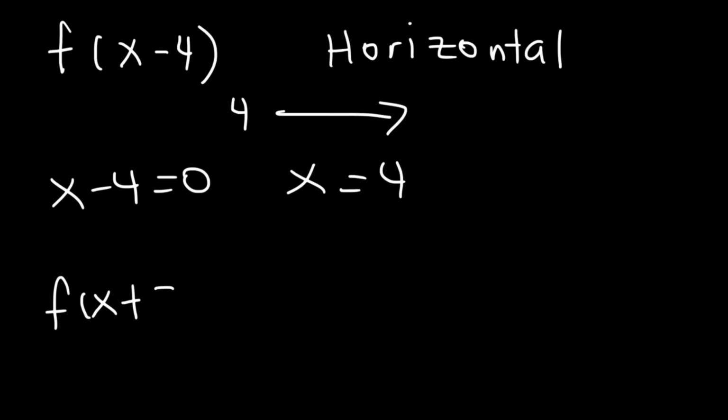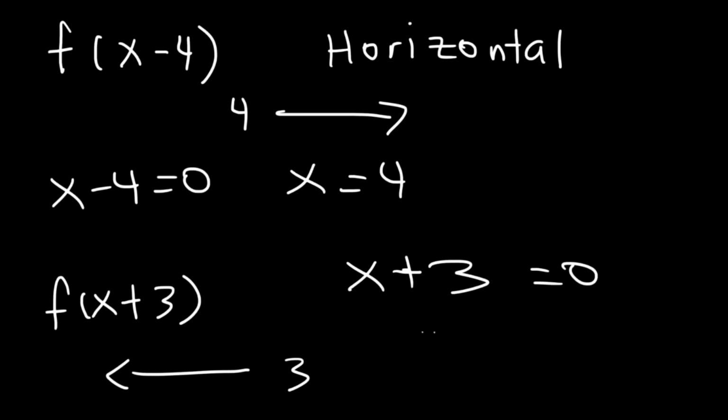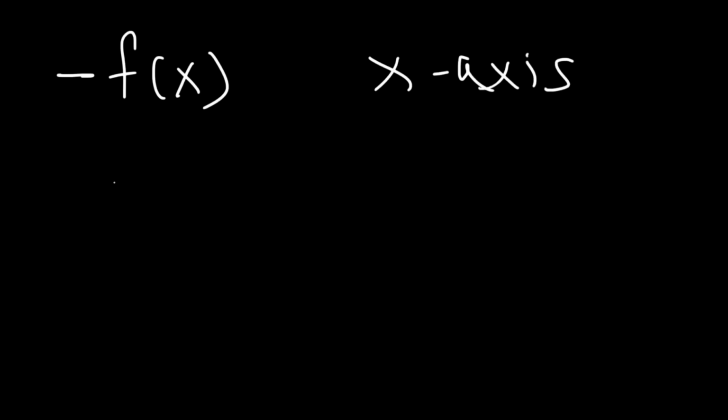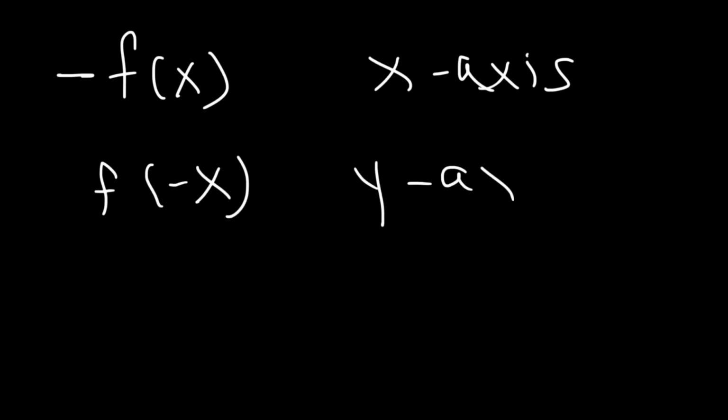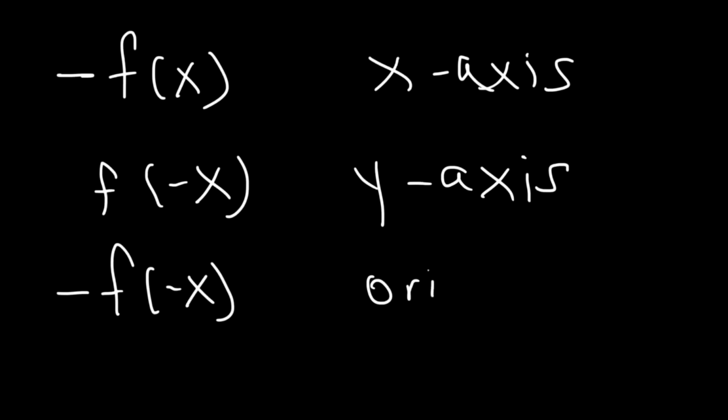Now let's say we have f of x plus 3. This would shift to the left 3 units. If you set the inside equal to 0, you'll get x is equal to negative 3. Now there are some other ones that you need to know as well. If you have a negative on the outside, it reflects over the x-axis. If you have a negative on the inside, it reflects over the y-axis. And if you have a negative on the outside and on the inside, it reflects over the origin.